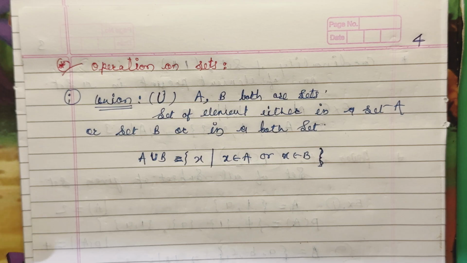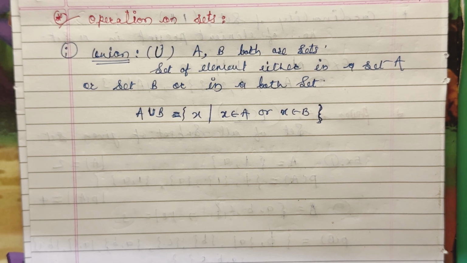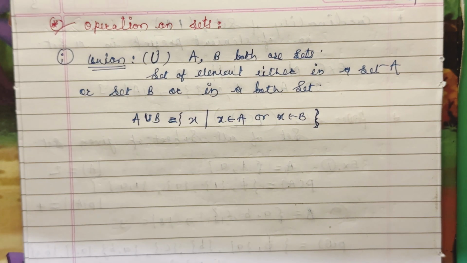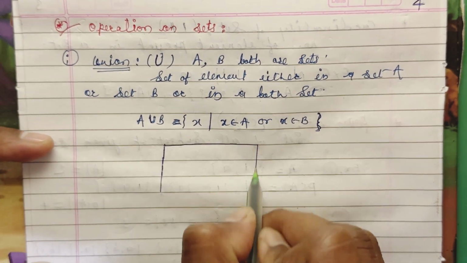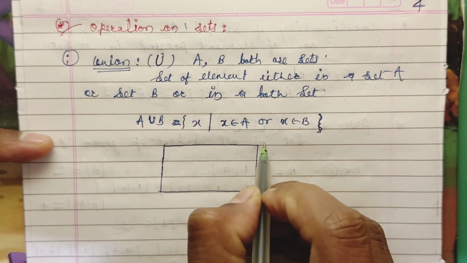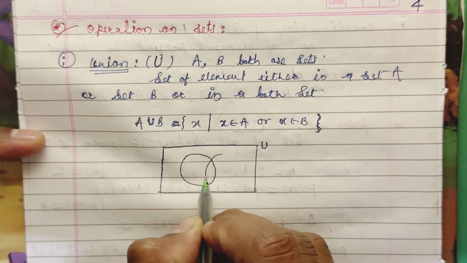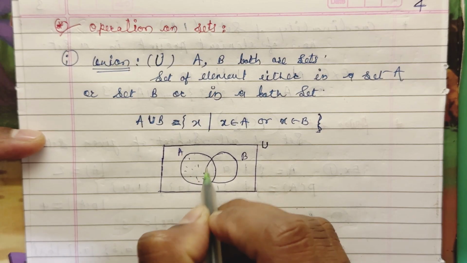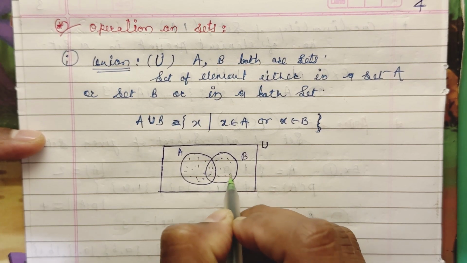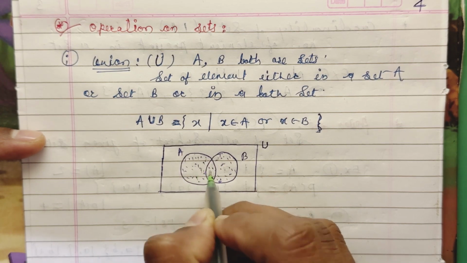Let me draw a figure, a Venn diagram. I'll explain the union of sets with a Venn diagram, guys. This is very important for defining the union of a set in visualized form. If I consider the universal set U, this is the universal set, this is set A, this is set B. All the elements under set A and all the elements under set B are called the union of the given sets.